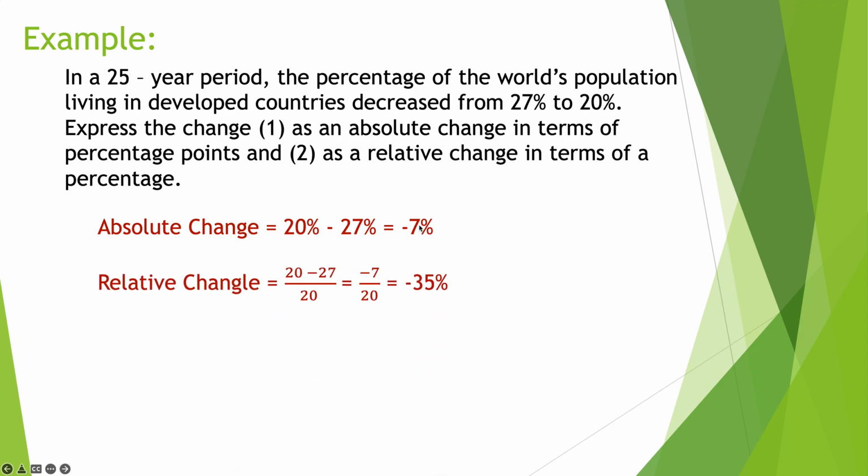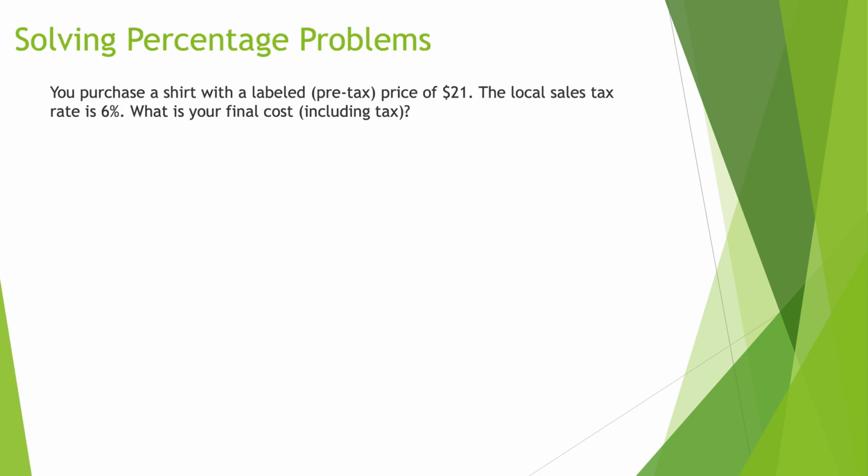And then the relative change would be that decrease, which was negative 7, out of the original amount, which was 20, and that is negative 35%. If you're concerned about how to get that into a percent, just do on your calculator negative 7 divided by 20 and move that decimal two places to the right. Okay.